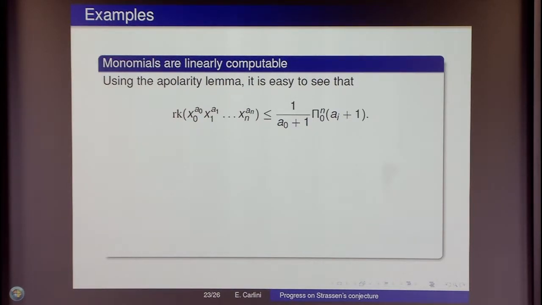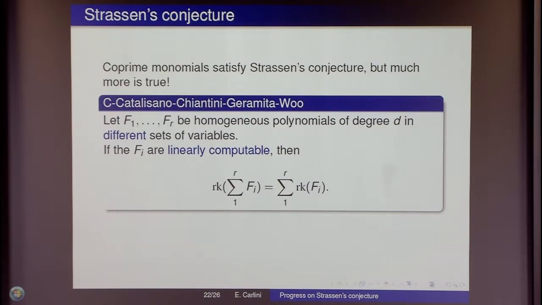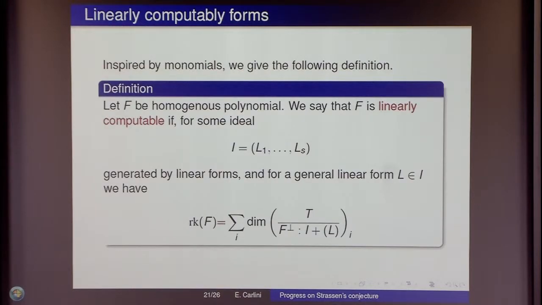So an irreducible cubic of this form is not... Can you move back one slide, please? Can you show again the definition of linearly computable, please? Yep. So linearly computable: you can find an ideal generated by linear forms such that for a general linear form there, you have this property. And if you want to show that something is not linearly computable, you need to know the rank, and you need to show that it's not possible to play this game.